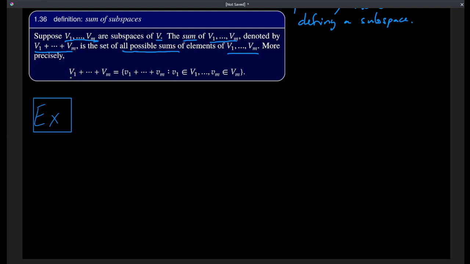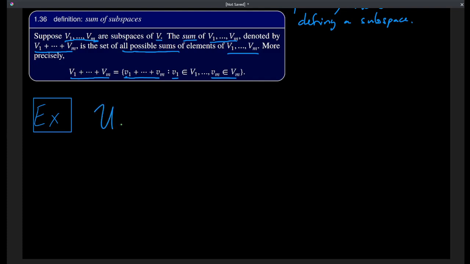More precisely, the sum of V1 through Vm, subspaces here, is the set of little v1 plus all the way up to little vm, the sum of elements of each subspace, where v1 is in V1, v2 is in V2, and so on, all the way up to vm being in Vm. So it's just sums. Okay, cool. So we've got direct sums. We've got some subspaces. Let's do an example to make this a little bit clearer.